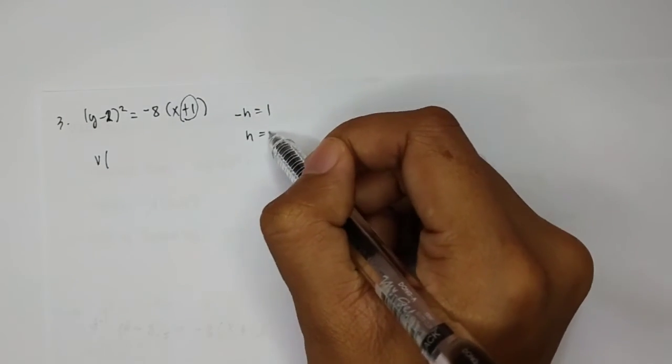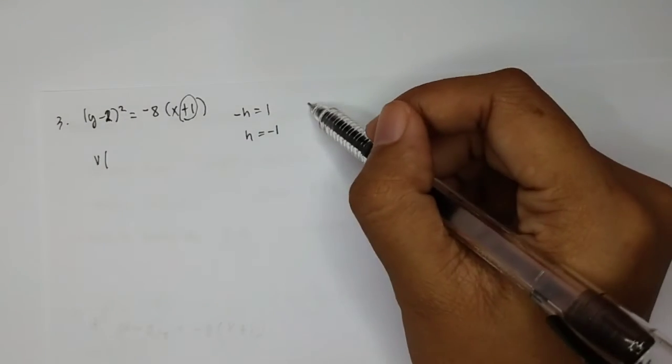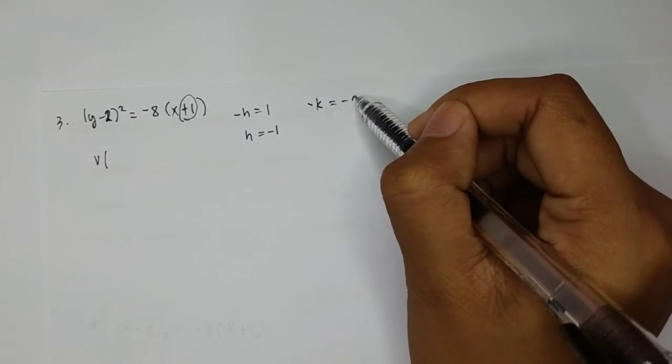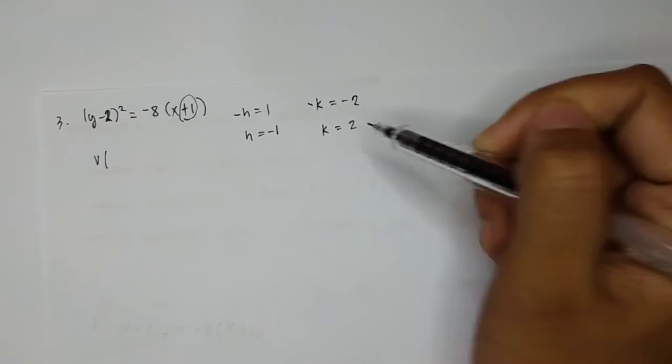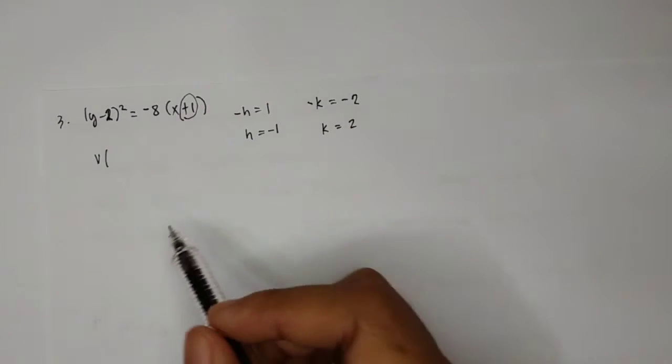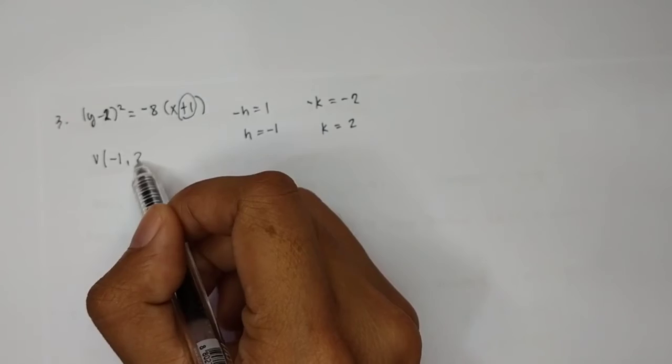So h natin is negative 1. Then yung negative k natin is negative 2. So yung k natin is 2. So hk yung vertex natin. So we have negative 1 and 2.